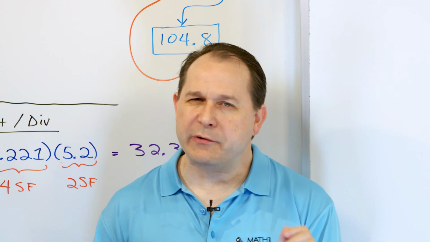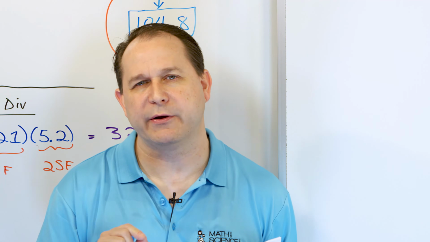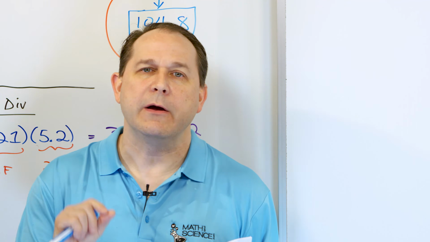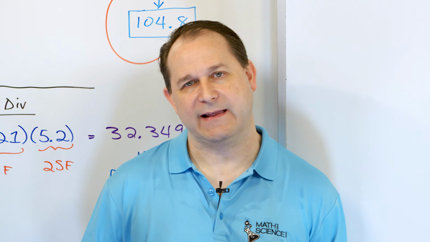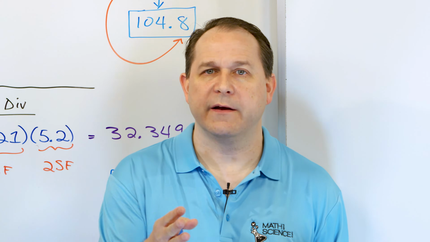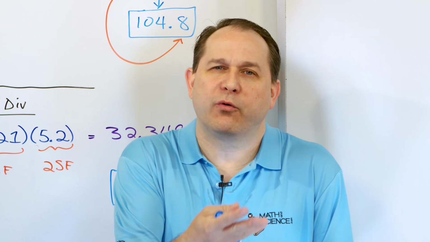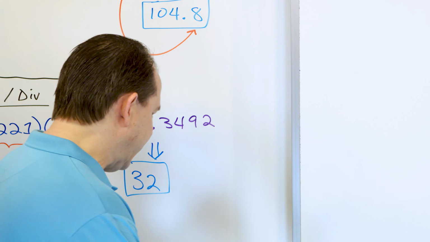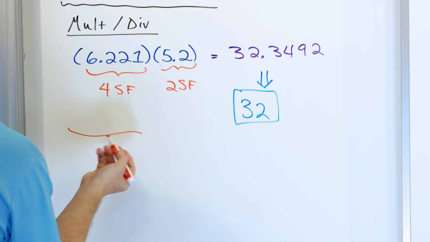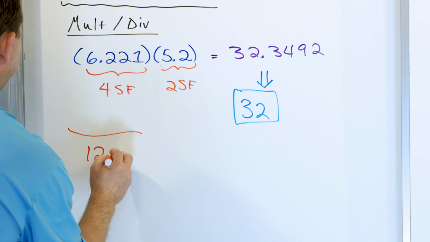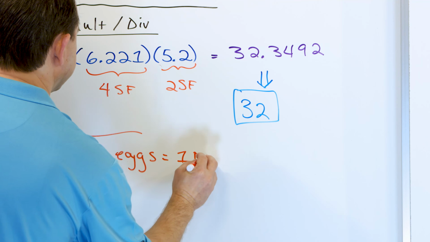Now, the tricky part of the situation comes with the following. There's a couple little things I do need to talk to you about. Some numbers are what we call exact numbers, and we talked about that in the last lesson. 12 eggs is equal to 1 dozen. Like if I just have a problem here, let's say, I talk about 12 eggs is equal to 1 dozen.